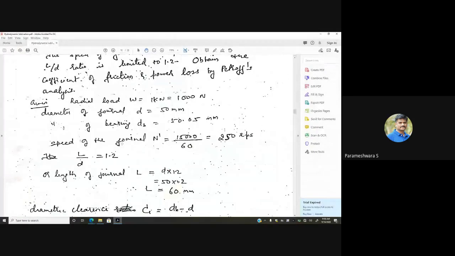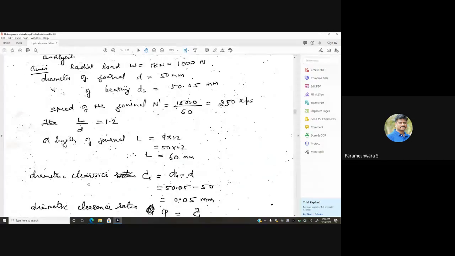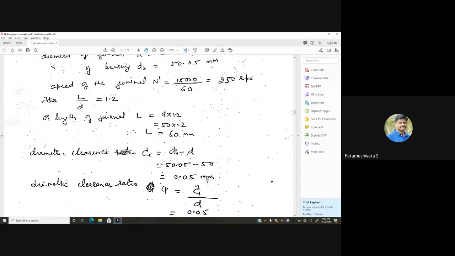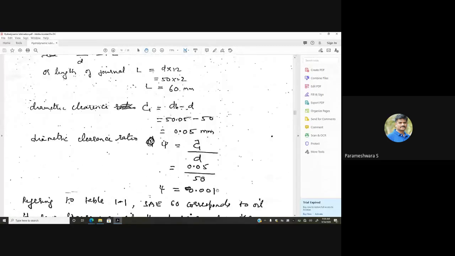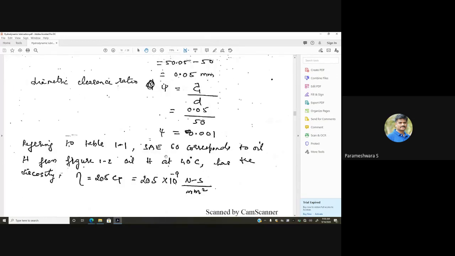Radial load is given as 1 kilonewton. Diameter of the journal is 50 mm, and the bearing diameter is 50.05 mm. Speed of the journal is 15,000 divided by 60, converted to RPS. The L by D ratio is given, and the clearance value you can calculate. It is 0.05 mm. Clearance ratio is 0.001. So C over D gives you the diametrical clearance ratio. Referring to the table, SAE 60 corresponds to an oil of H, and find out the viscosity using the data handbook. It is 205 into 10 raised to minus 9 Newton second per mm square.